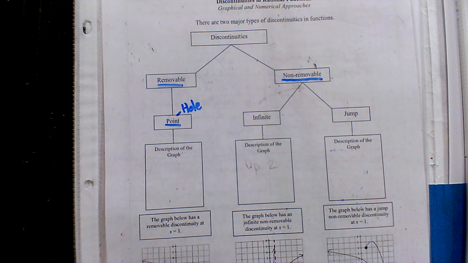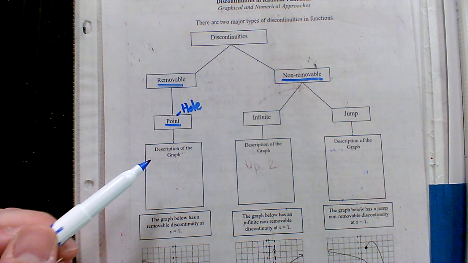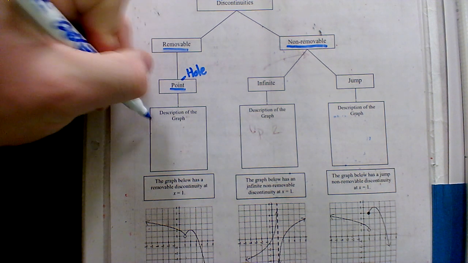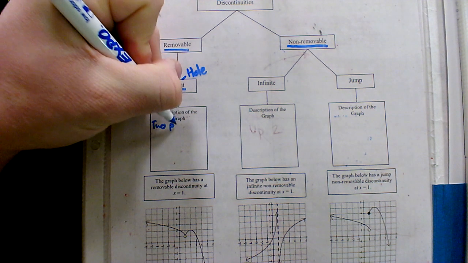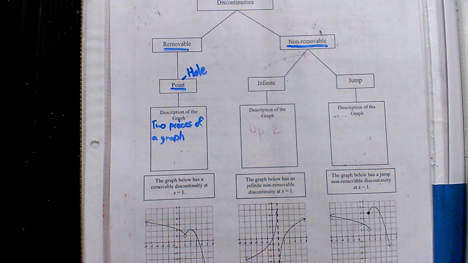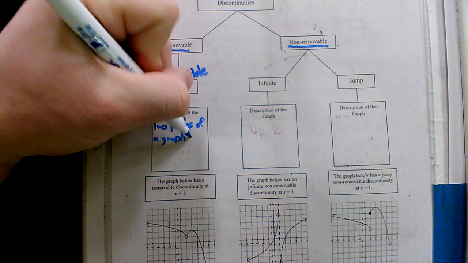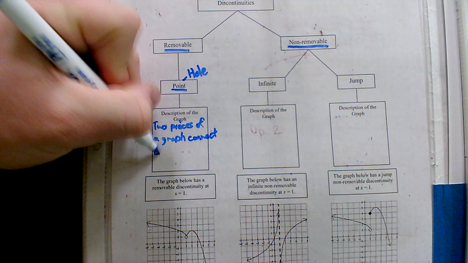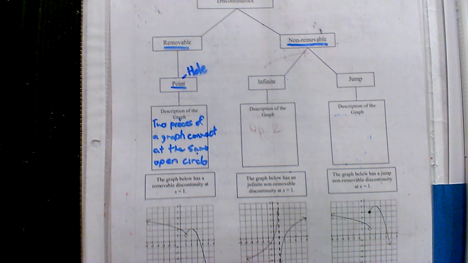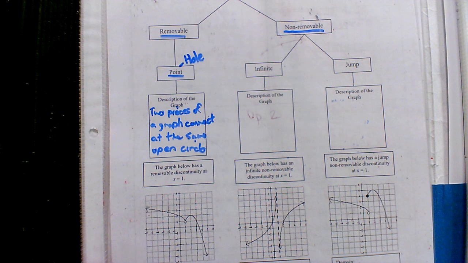So if you have a hole in your graph, what do you think the description of that graph is? How can you describe your line? Like physically, what's happening with your graph when you have a hole in it? Yeah, the line's coming towards some point. That point isn't there, and then it continues on. So, two pieces of a graph, because the hole splits it up, one side and another side. So two pieces of a graph connect at the same open circle. So that's what's happening at a hole.